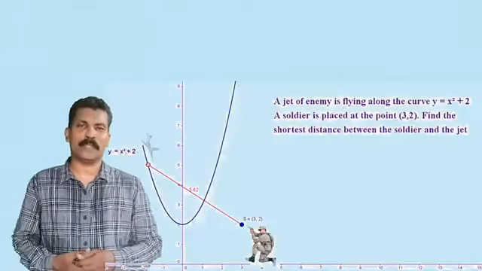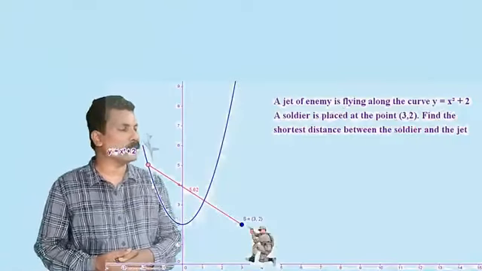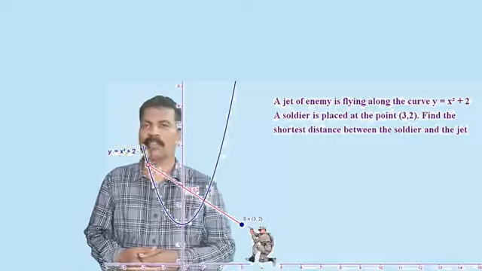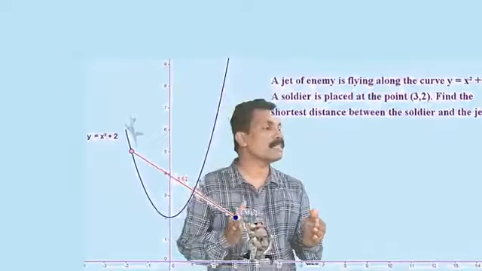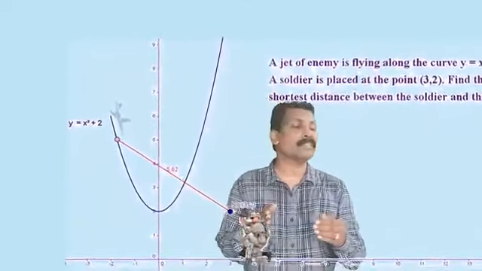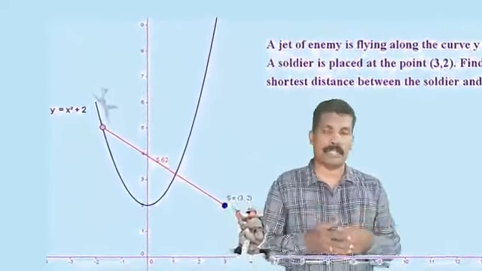A jet of enemy is flying along the curve y is equal to x squared plus 2. A soldier is placed at the point (3, 2). Find the shortest distance between the jet plane and the soldier.